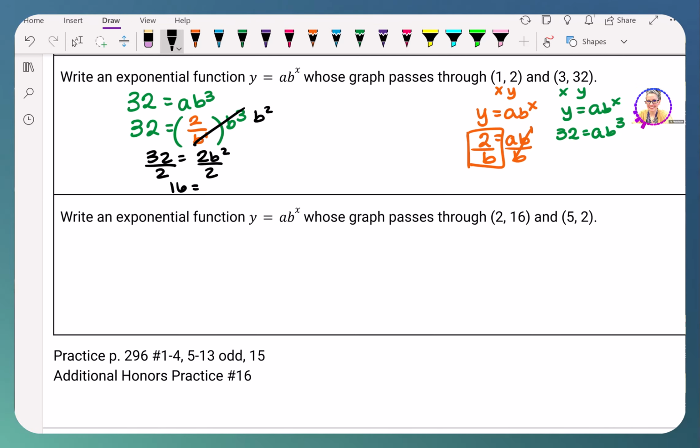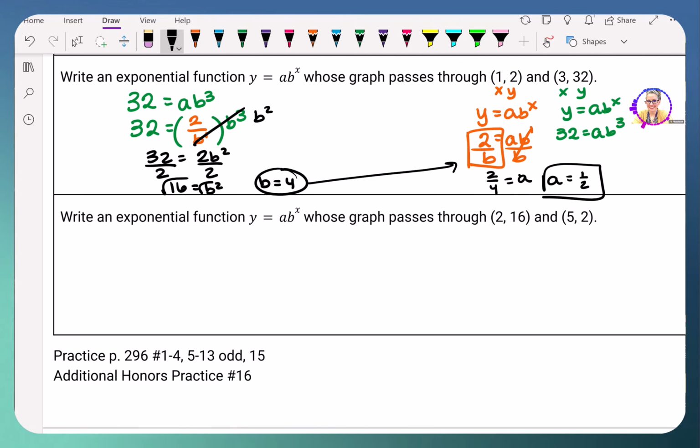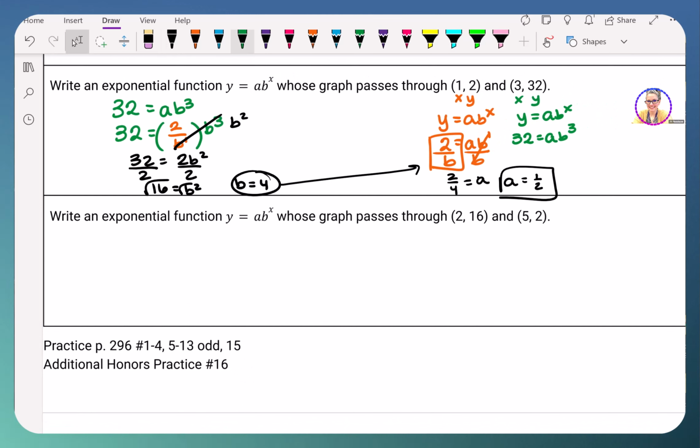I get 16 equals b squared, and if you take the square root of both sides, b has to be positive, so I know that b is 4. You have to take that and plug it right back into what you had for a, so that is now going to be 2 divided by 4 equals a, so a is going to be 1/2. Okay, last step, you're going to take your a and your b and substitute it back into that generic form here. So a is 1/2 and b is 4, and it'll be to the power of x.